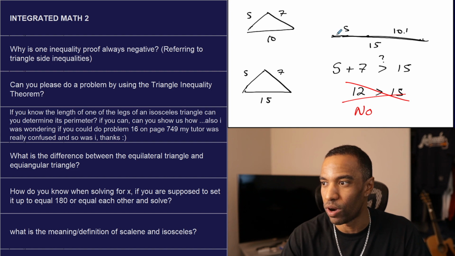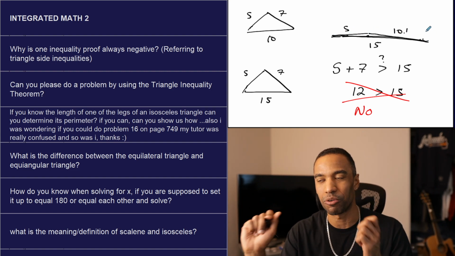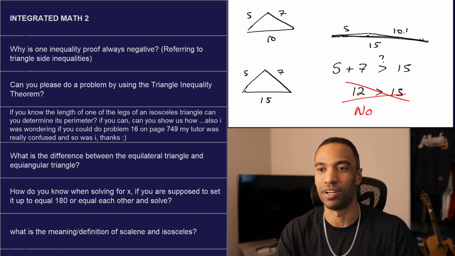Even if it's 10.1, at least now 5 can go a little up, 10.1 can go a little up, and it'll make a triangle, right? It needs to be greater. Just keep that in mind.